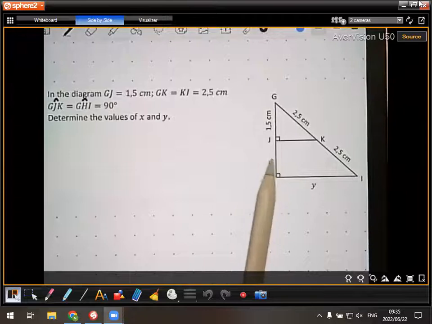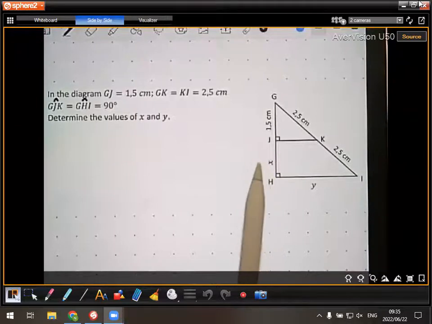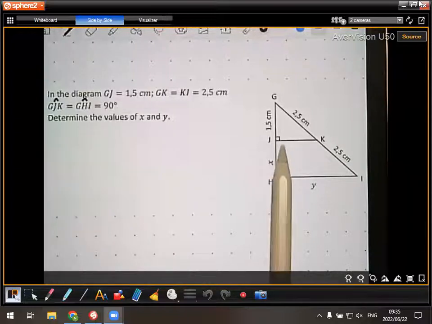They didn't tell us what JH is. Obviously, we're going to have to find that. So guys, we can't use midpoint theorem in this case yet, because if we want to use midpoint theorem, we need to have midpoint to midpoint. At the moment, we just have one midpoint. They're also telling us that these two angles are 90-degree angles, both of them. We can see that on the picture.